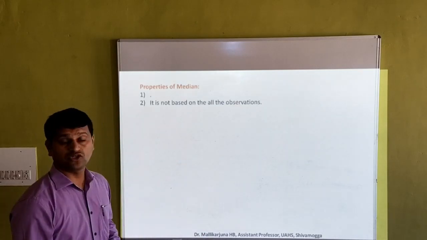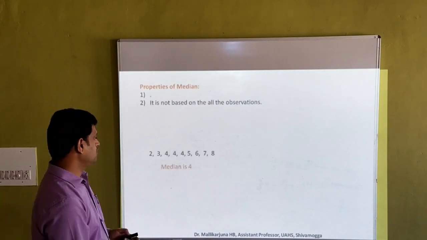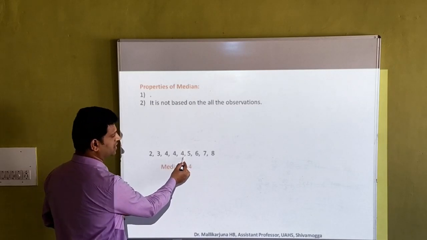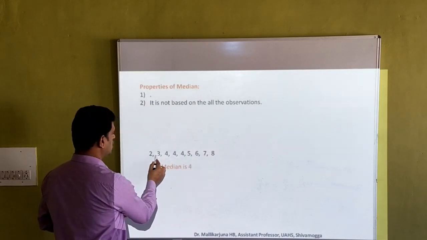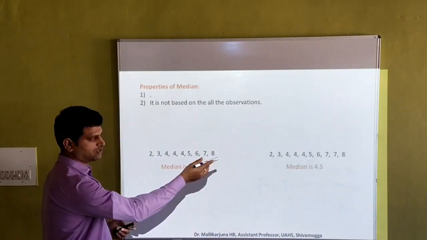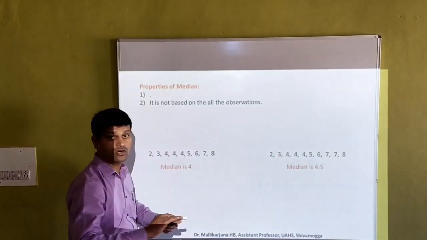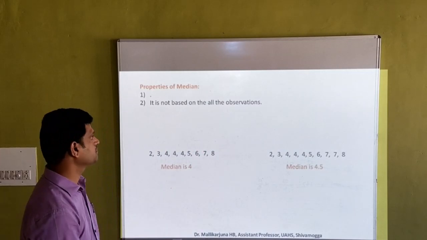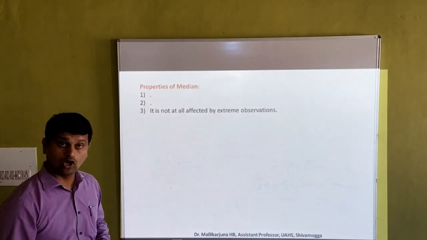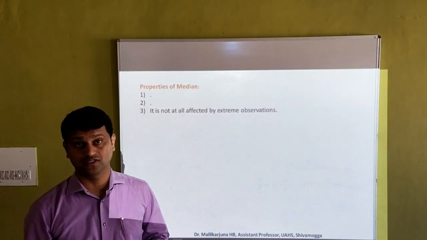It is not based on all the observations. Of course, median is 4. It has taken only the middle value. It's not bothering about other observations. It considers only 2. It is not based on all the observations, and it is not at all affected by extreme observations.